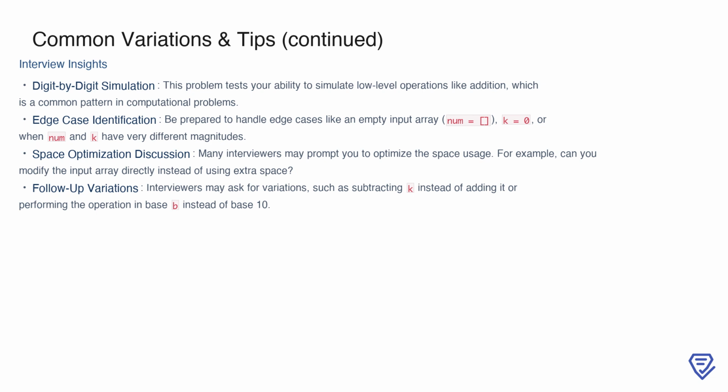Additionally, you should be prepared to handle edge cases effectively. For example, consider scenarios where the input array number is empty, or k is 0, or where there's a significant difference in magnitude between number and k. Another common discussion point in interviews is space optimization. You might be asked whether you can modify the input array directly instead of creating a new one, and to explain the trade-offs involved. Interviewers may also explore follow-up variations, such as subtracting k instead of adding it, or performing the operation in a different base, like base 2 or base 16, instead of base 10. Being ready for these variations will showcase your ability to adapt the solution to different scenarios.